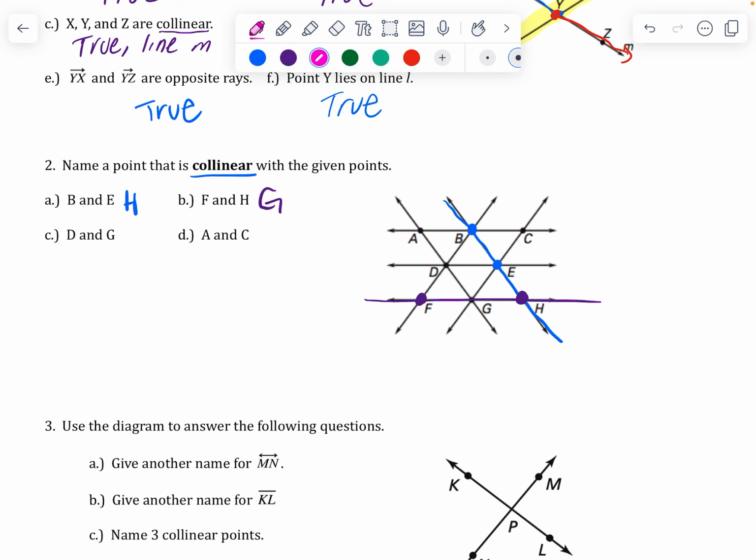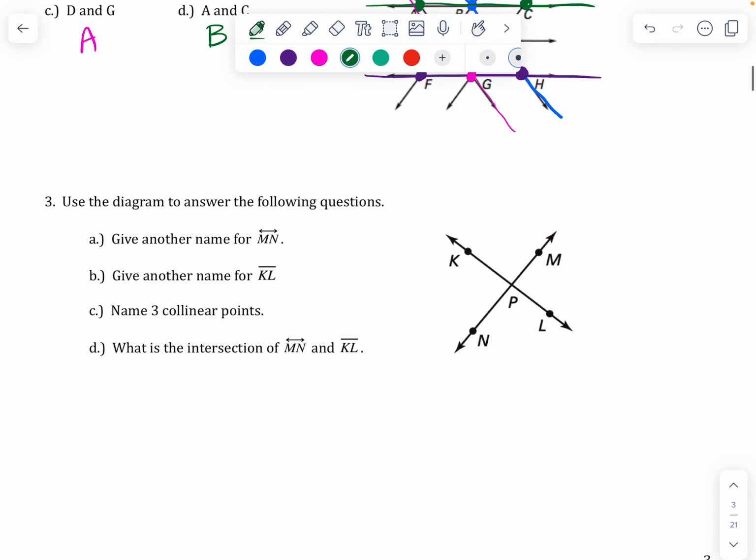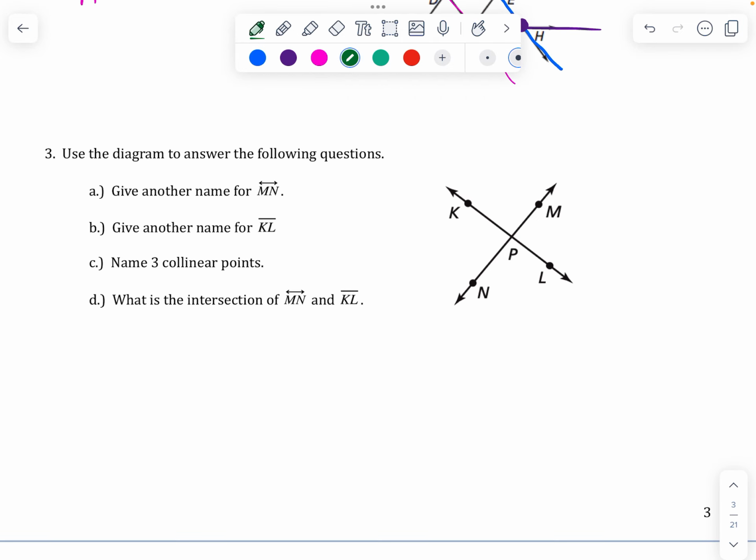D and G, so that would be A that is collinear with that. And then A and C would be this line, so B would be collinear with those two. So the points that lie on the same line. Couple more here. We use the diagram to answer these questions.